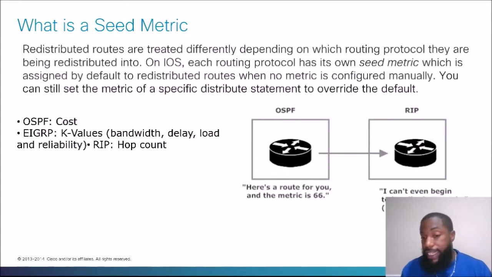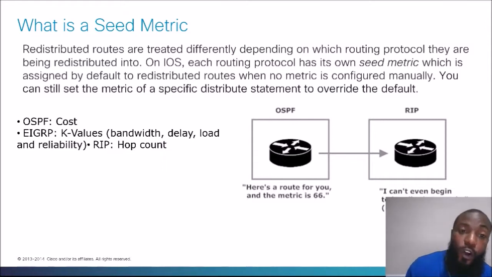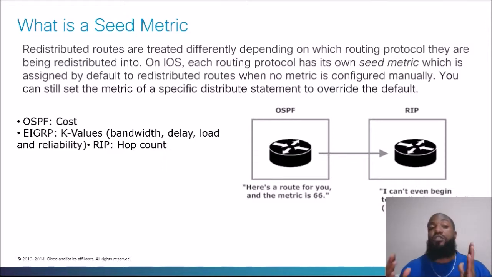Seed metric will be kind of like the language rules, so to speak. Redistributed routes are treated differently depending on which routing protocol they are redistributed into. It's just like language translation. Don't get this confused with network address translation, because I'm just using this as an analogy as far as translation. But just think of seed metrics as the language rules, right? On IOS, each routing protocol has its own seed metric, its own rules, just like feminine and masculine in French and Spanish, but they don't have that in English, which is assigned by default to redistributed routes when no metric is configured manually. So you have to define a seed metric.